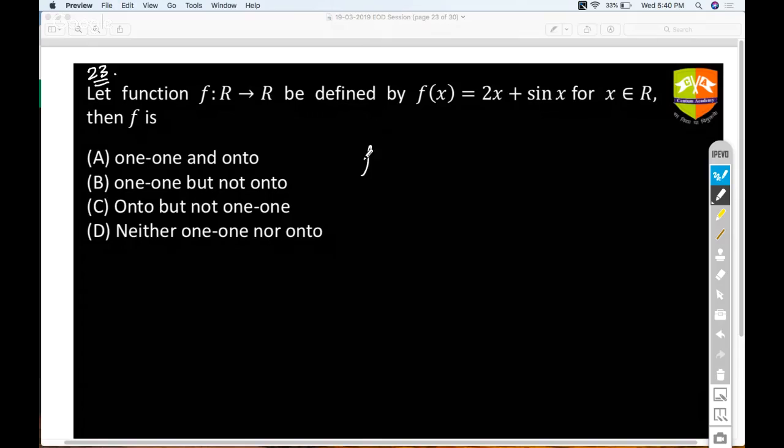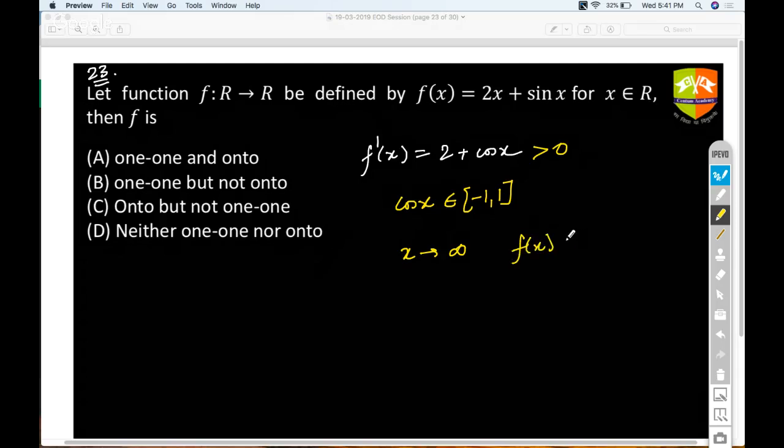Okay, it's very obvious that the derivative of this function is going to be 2 plus cos x. And we all know that cos x belongs to the interval minus 1 to 1, right? So this will always be a positive term. That means your function is monotonically increasing, and if it is monotonically increasing, it has to be a 1-1 function. Okay. And if x goes to infinity, even f of x goes to infinity, and if x goes to negative infinity, even f of x goes to negative infinity.